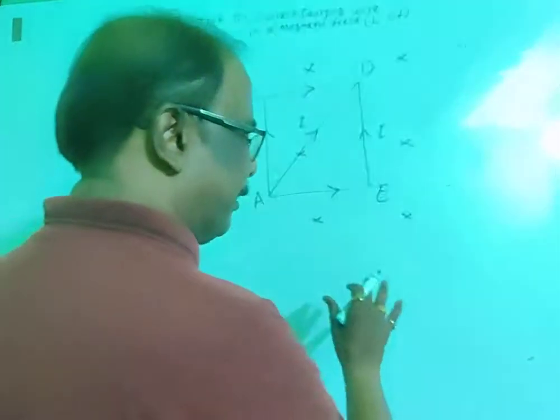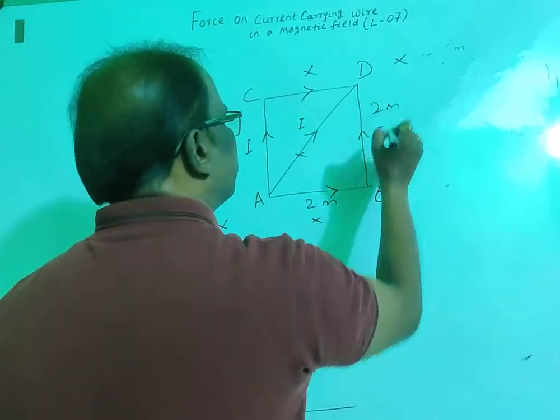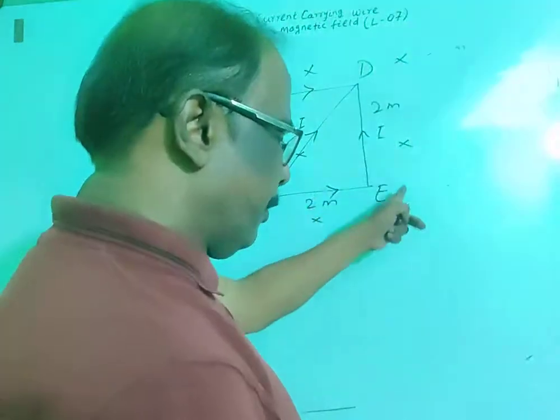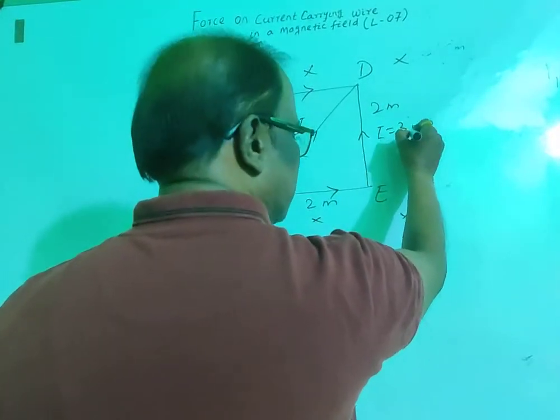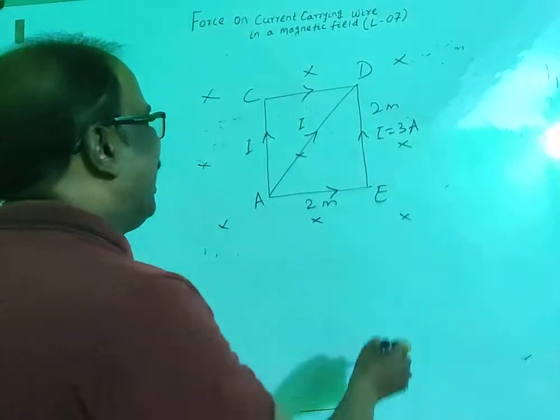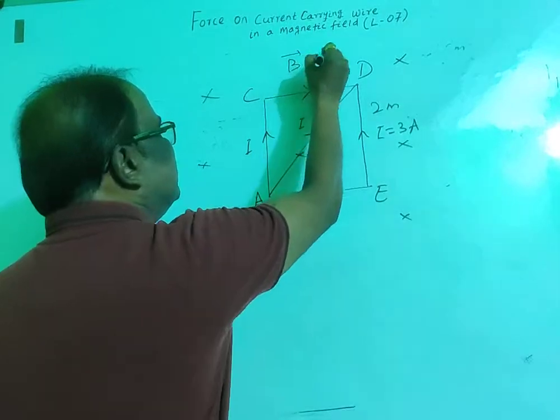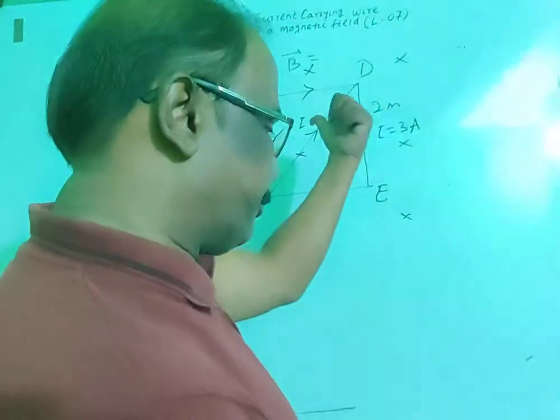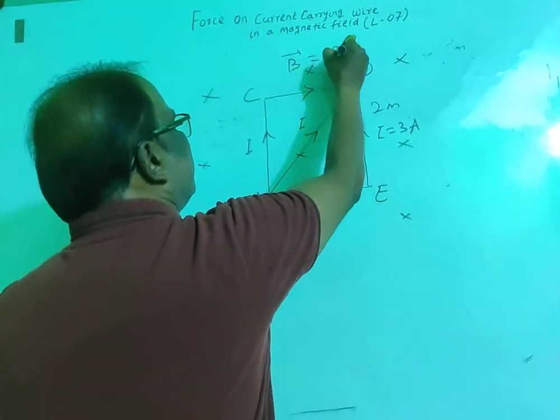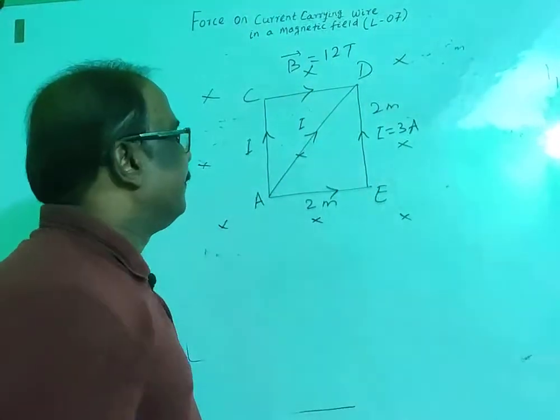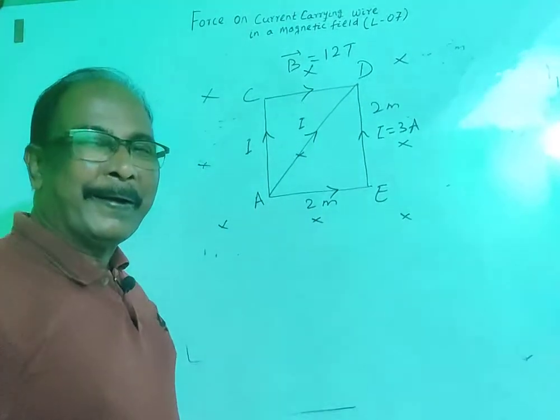Let each side of the square be 2 meter. This side is also 2 meter. The magnitude of current, you may take any value. Let's take current equal to 3 ampere. The magnetic field B is directed inwards, and you may take any value of B. Let's take B equal to 12 Tesla. Then what is the total force on this current carrying conductor?